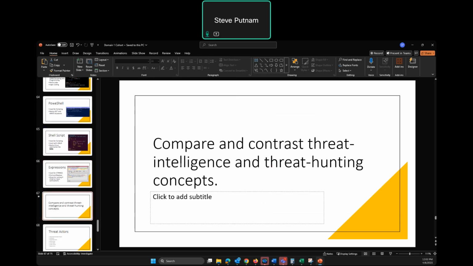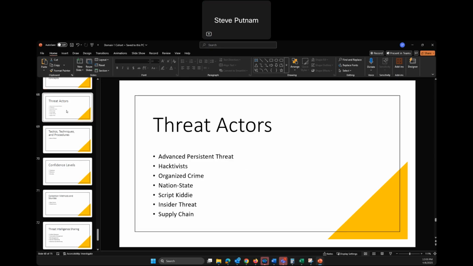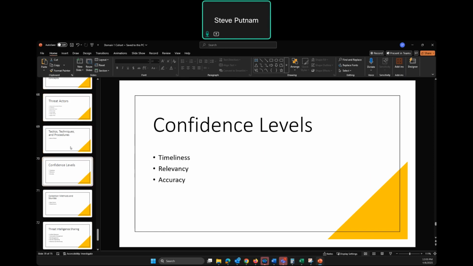So let's compare and contrast threat intelligence and threat hunting. What is the difference? That's actually important. Threat actors: you've got advanced persistent threat, activists, organized crime, nation state attackers and threats, script kiddies, insider threats, and supply chain. These are your different types of threat actors that you have to look out for.